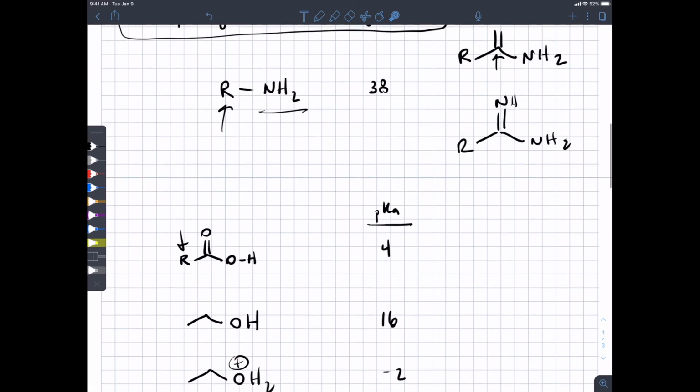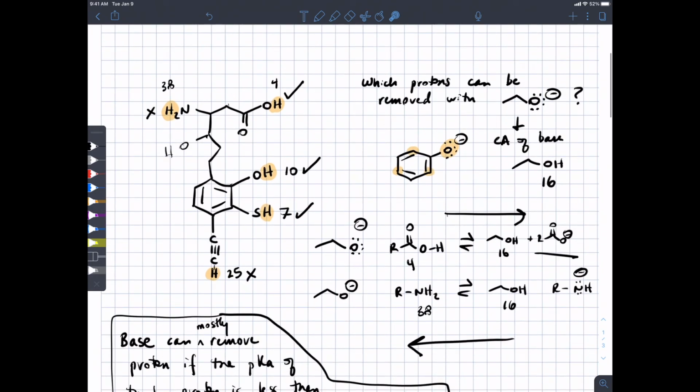So let's just take our example and put a regular run-of-the-mill alcohol in there with a pKa of 16. What are you going to do when pKa's match? Well, if they match, the equilibrium constant should be close to 1, which means sort of 50-50.